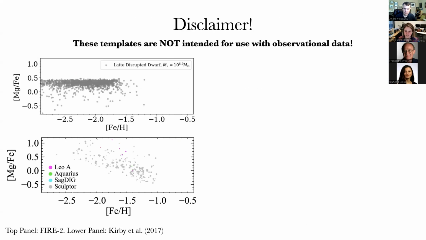Also at this point, I wanted to make a disclaimer, because I know there are a lot of people on this call who probably spent a lot of time looking at these abundance distributions in the data. And you might be noticing that the abundance distributions from FIRE look a little strange. And I wanted to make the disclaimer that yes, you're absolutely right. And I know that this is true, that there are a few reasons why the Latte abundance distributions don't match the observational data, and that this project is not designed to create templates for use in observational data.